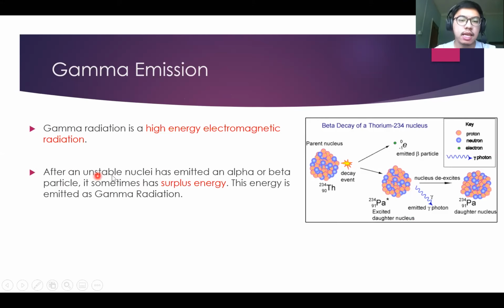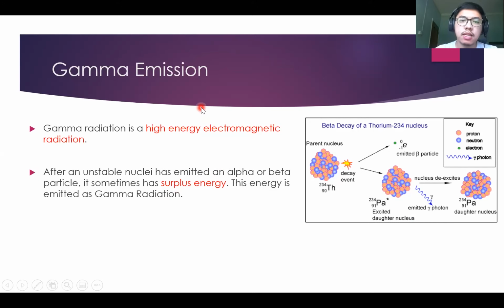After an unstable nucleus has emitted an alpha or beta particle, it sometimes has surplus energy. This energy is emitted as gamma radiation. So basically, inside the nucleus, one of the particles is very energetic, and because it's very energetic, it will give out this energy as gamma radiation, or a gamma ray, and therefore we have gamma radiation.